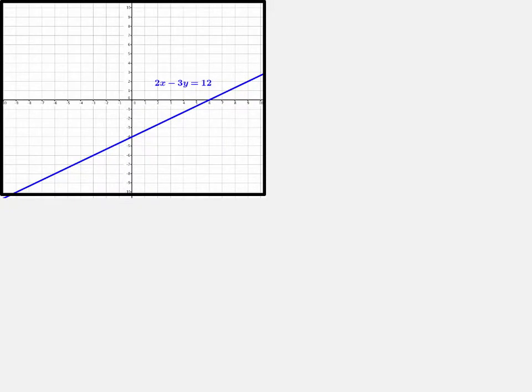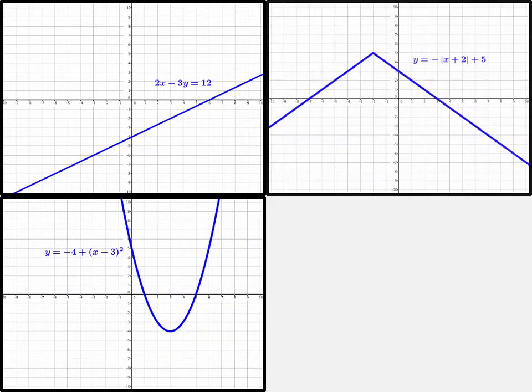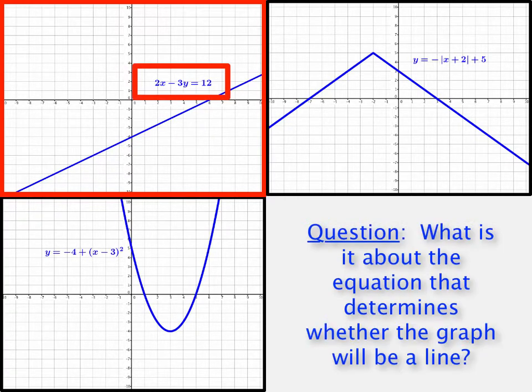So at the end of the last chapter, we graphed all sorts of different equations and functions. Some of them were lines, some of them were U-shaped parabolas, and some of them were V-shaped. There are so many different equations that we could graph, and they'll all look very different. But for right now, we're going to concentrate on just one type of graph, namely lines. So the first thing we want to do is to figure out what about the equation will make the graph look like a line.